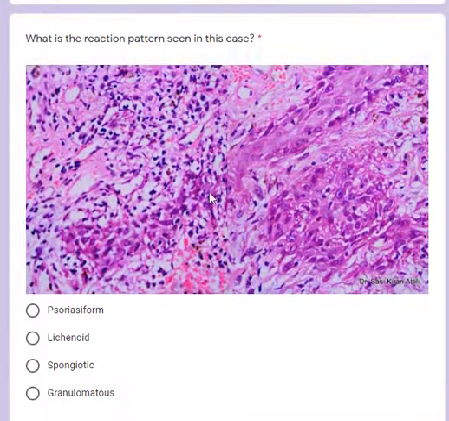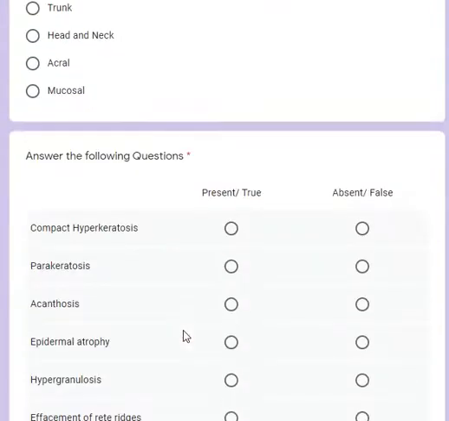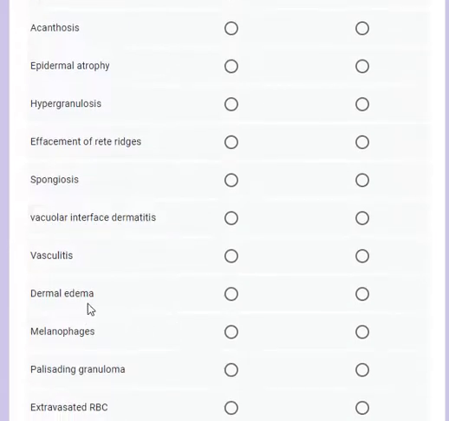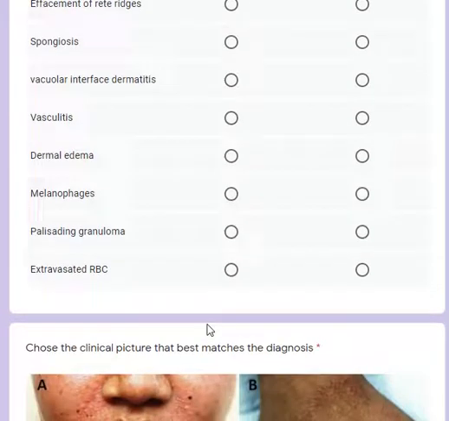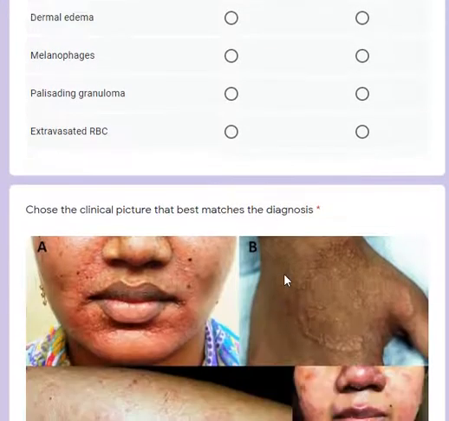There is no vasculitis. So remember, this is a case of acute lupus. In any case of acute inflammation, including acute pityriasis lichenoides, PLEVA that is, any acute inflammation can cause leaky capillaries and extravasation of RBC. Just because you're seeing extravasated RBC doesn't make it a vasculitis. Then dermal edema is present, melanophages are present, there is no granuloma, and extravasated RBCs are present.